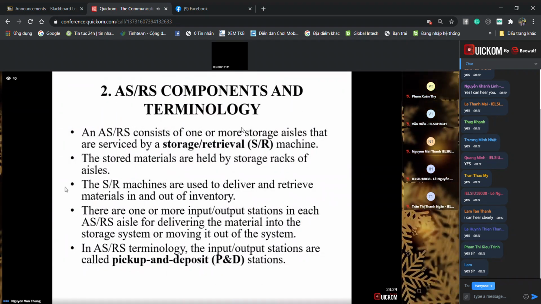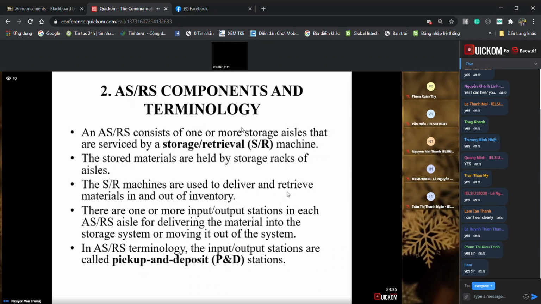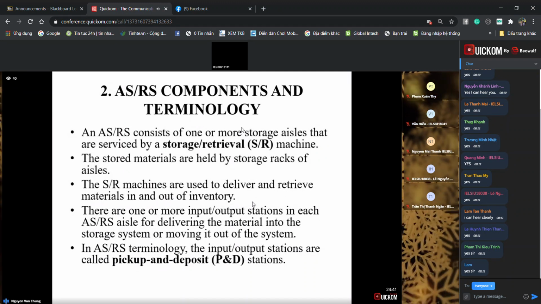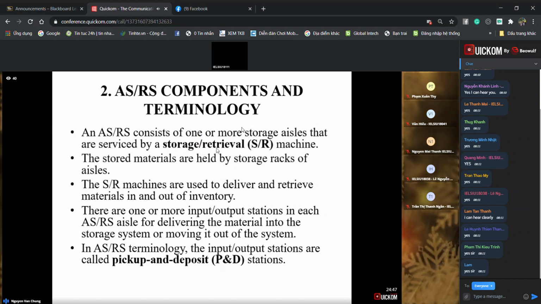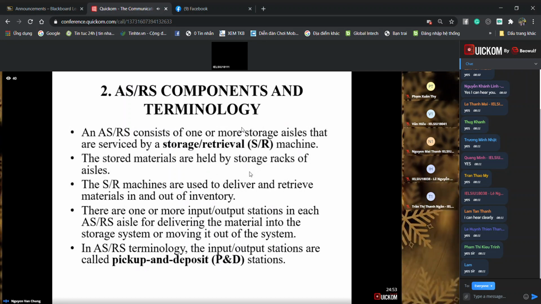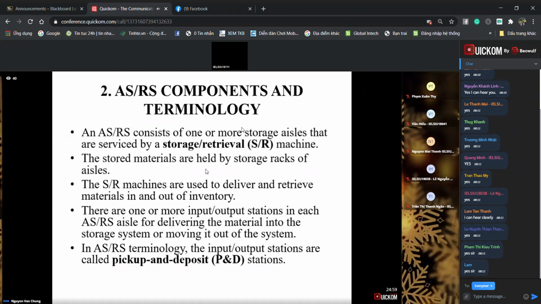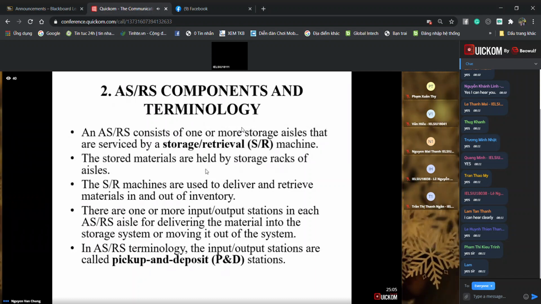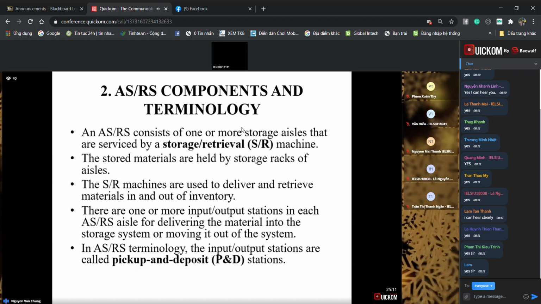SR machines are used to deliver and retrieve materials in and out of inventory. Okay, so like that, maybe you have an SR, a storage or retrieval machine. This interpretation is Vietnamese, so maybe you can understand. So like that, it says this is a device used to store and retrieve materials, that's all. Okay, but you know this SR or stacker machine.